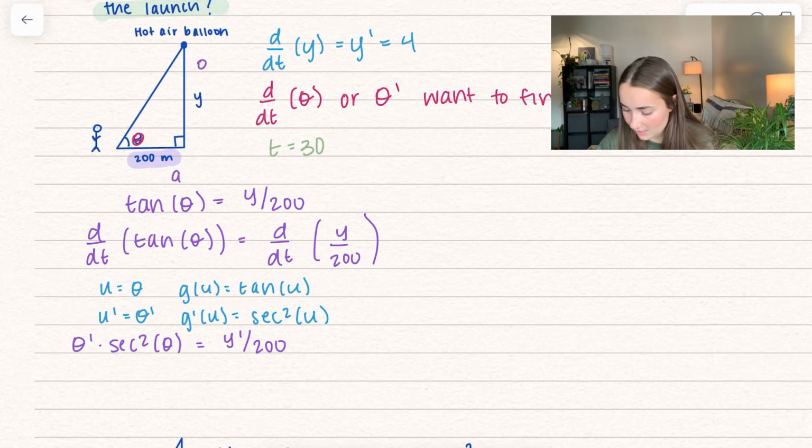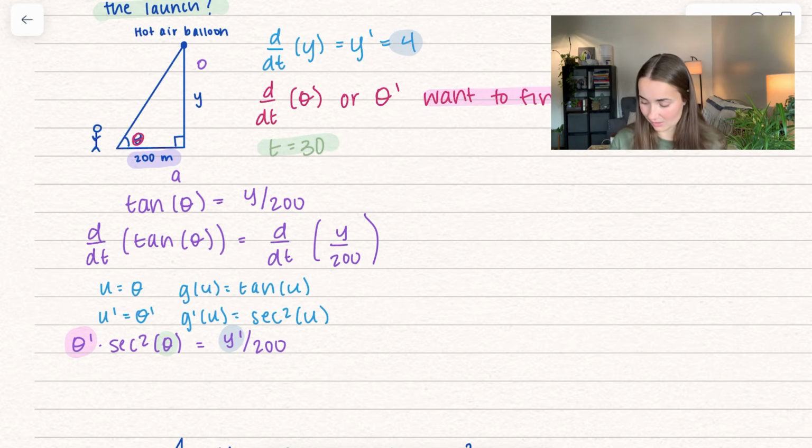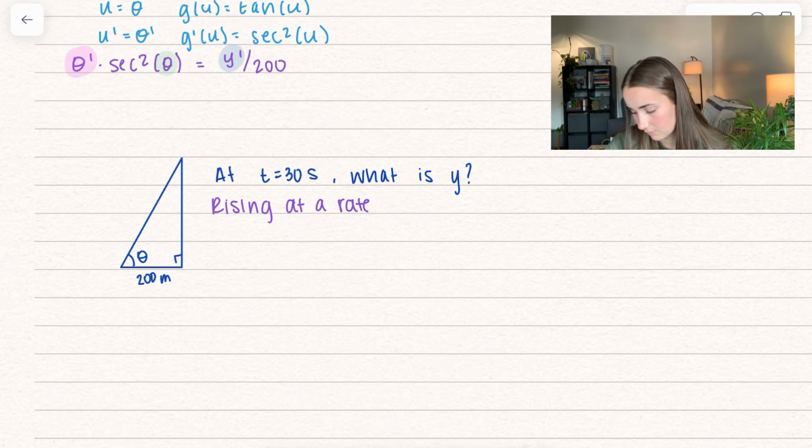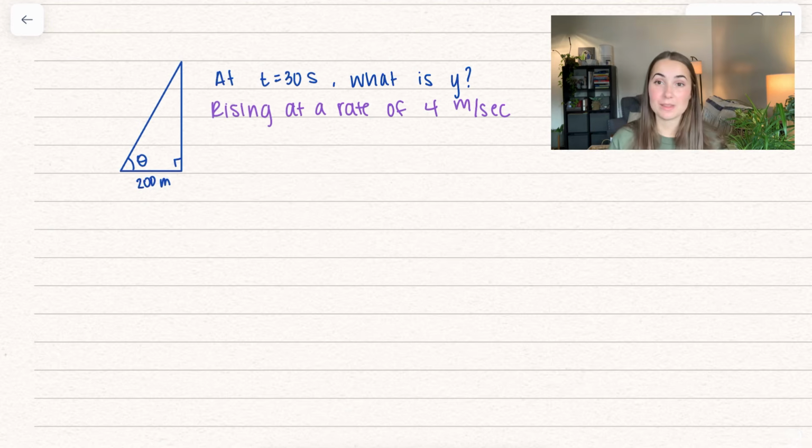Let's go ahead and look at this and think about what we know and what we want to find out. So theta prime, or the first derivative of theta, is what we wanted to find, right? So that's totally fine staying by itself. It looks like we also have a y prime, which is equal to 4, but our issue is, what is theta equal to? And actually what we're going to use is another equation. So we have that t is equal to 30 seconds. So what is our value of y when t is equal to 30? Because remember, it is rising at a rate of 4 meters per second.